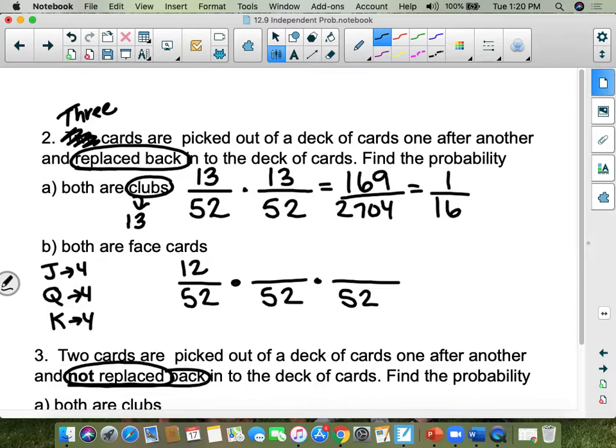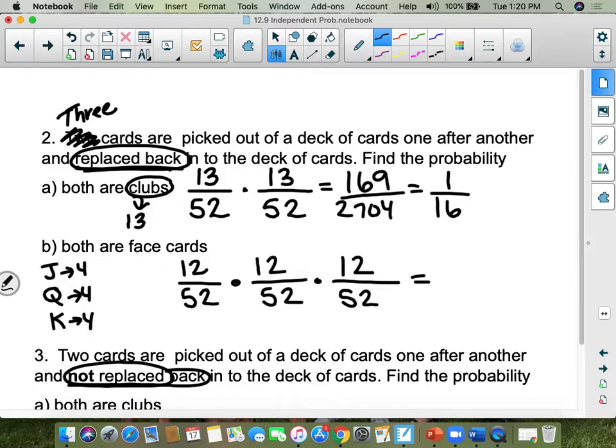But you replace that card back in. Let's say you took a Jack. Once you looked at it, you have to put it back in. It's going to be 12 again out of 52. But you replaced it back in, it's going to be another 12 out of 52. And then you just multiply across.